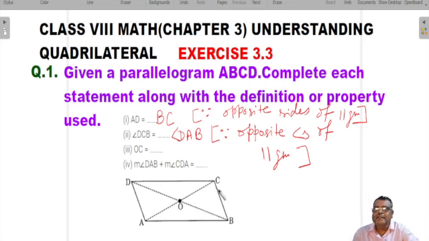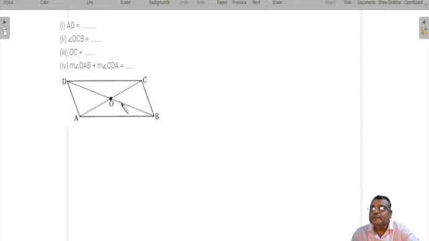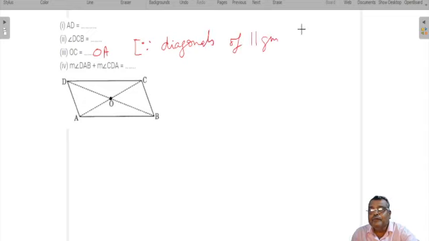Opposite angles are equal. And then you see OC is equal to OA. क्यों? You see, OC is equal to OA because diagonals of a parallelogram bisect each other. OC is equal to OA होगा. क्यों? Because diagonals of a parallelogram bisect each other.